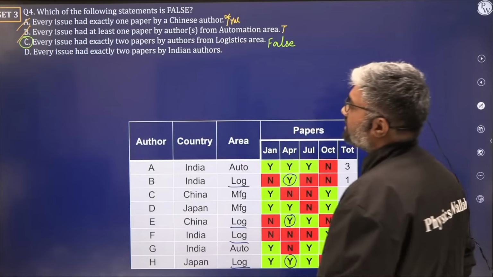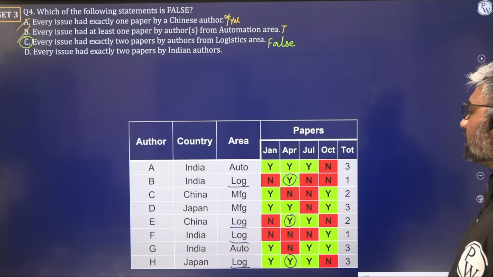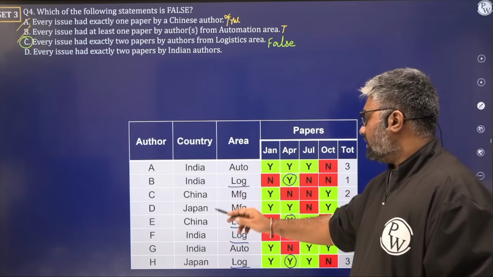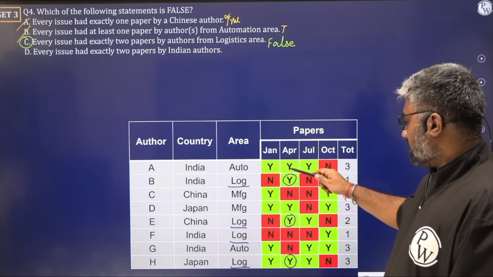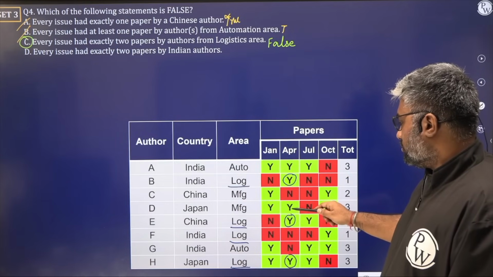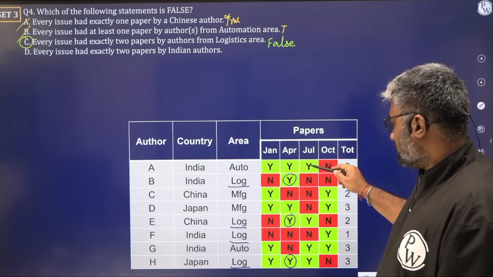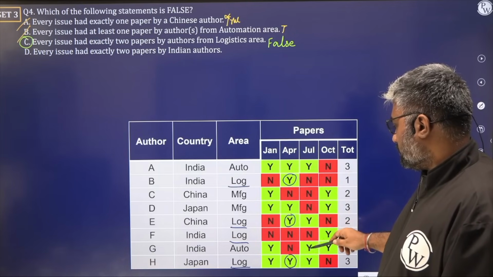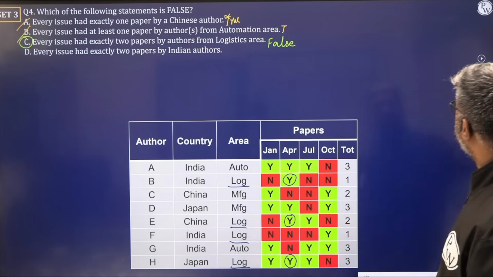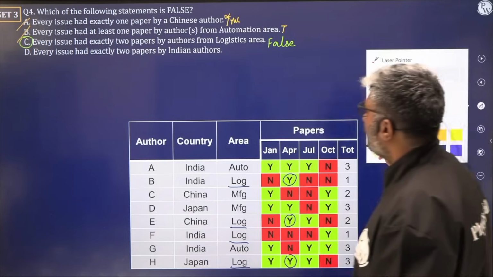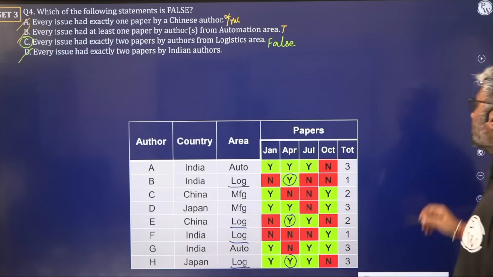If you want, you can also try with D. Every issue had exactly 2 papers by Indian authors. Indian, and Indian. We've seen 2 yeses. 1 and 2 yeses. 1 and 2, it's in all of them. Yeah. So statement C also can be, D can also be eliminated, giving us C to be the sole answer. Okay.